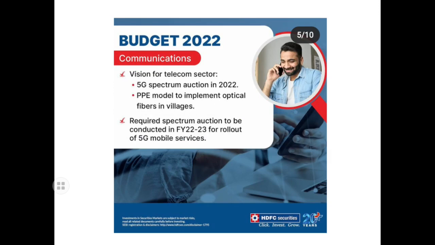Wow, yaar. Communication: 5G spectrum for auction in 2022, and fibers to be implemented in villages. Okay, so high speed internet and also incognito mode. Requirement of spectrum auction for 5G mobile services.